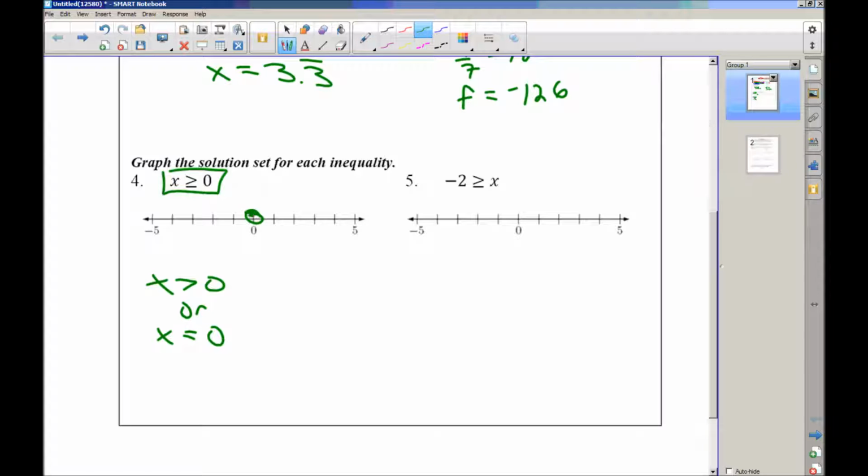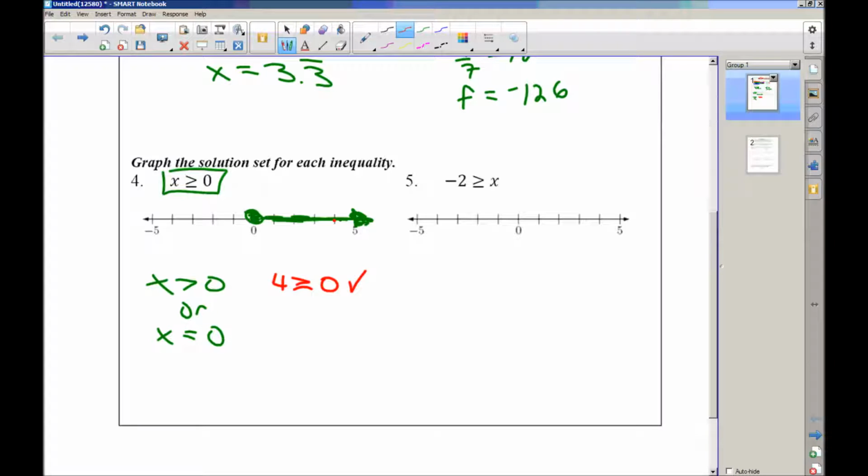I'm going to put my boundary point here, and we're going to fill it in because x is allowed to be equal to 0. And then we can also have x's that are bigger than 0. The things that are bigger than 0 are 1 and 2 and 3 and 4 and all the decimals in between. So all of these points shaded out towards 5 and on past 5 are all the things that are bigger than 0. So for instance, if I picked a point anywhere in this shaded area, like 4, I could plug that in for x, and this would be a true statement.